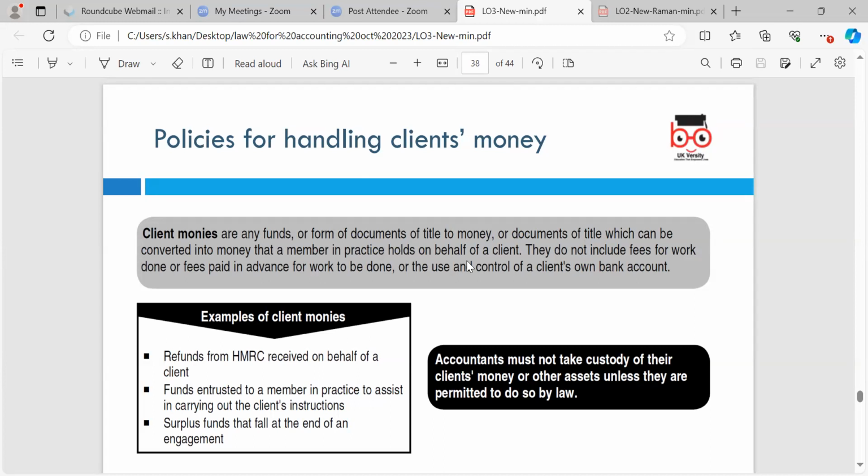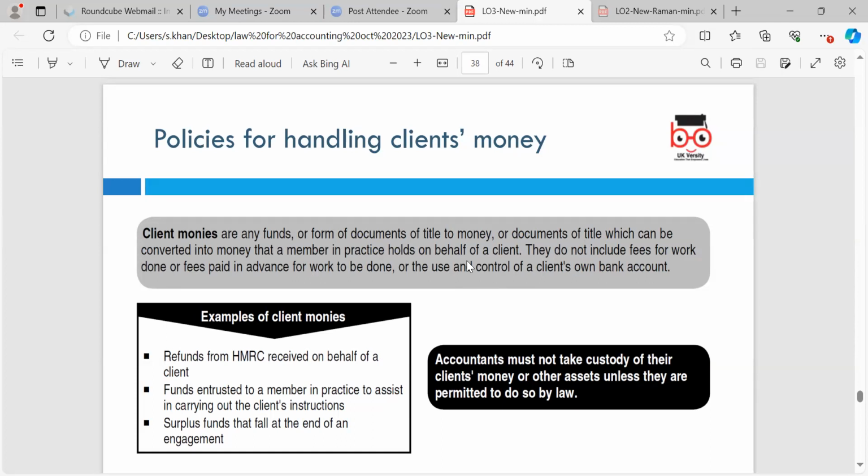It helps. Policies for handling clients' money. Why is it important to have policies in place to safeguard clients' money and have client accounts? Why do you think that's so important? Because that would be kind of a rule: what we should do and what we should not do. It shouldn't go into the business account. It should go into a separate client account to identify that this money has come from a client.